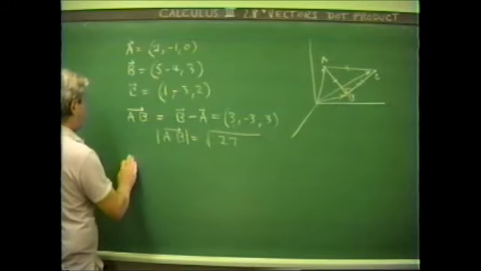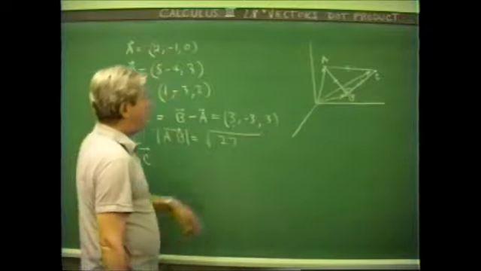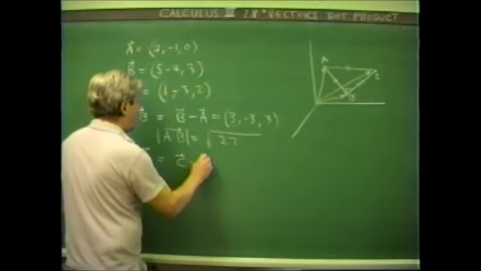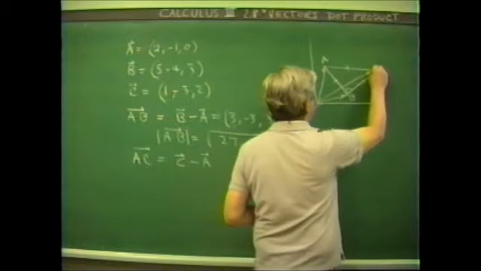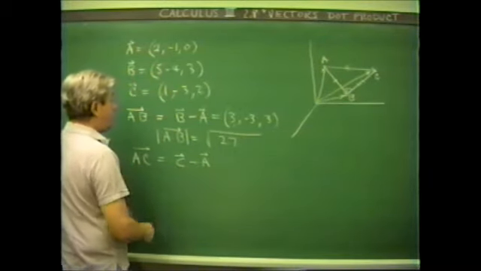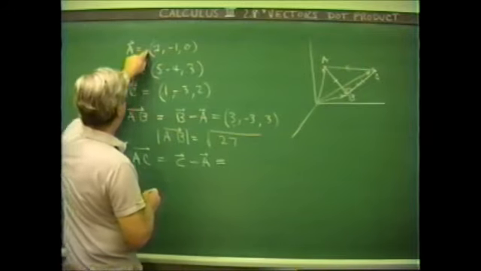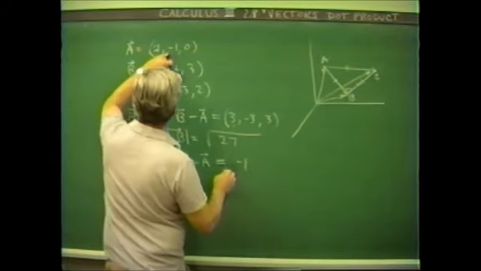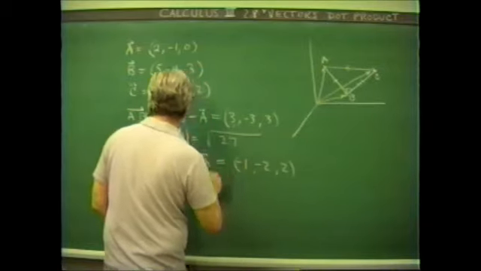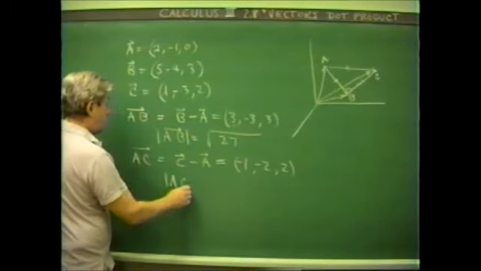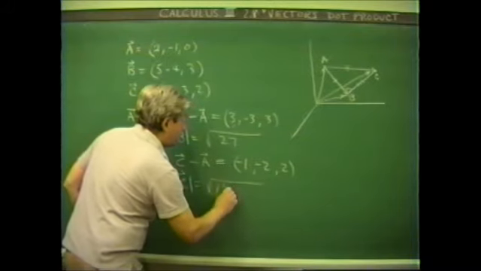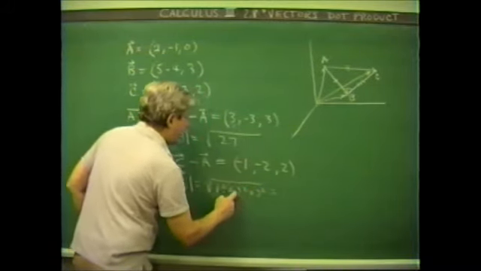AC, let's do AC. The vector AC here is the vector C minus the vector A. That's to say, the vector from A to C, if you add it to A, you get C. So it's equal to C minus A. So this is going to be equal to 1 minus 2 is minus 1, minus 3 minus minus 1 is going to be minus 2, and 2 minus 0 is going to be 2. So the magnitude of AC is going to be the square root of 1 squared plus 2 squared plus 2 squared, or 4, 8, 9, or 3.